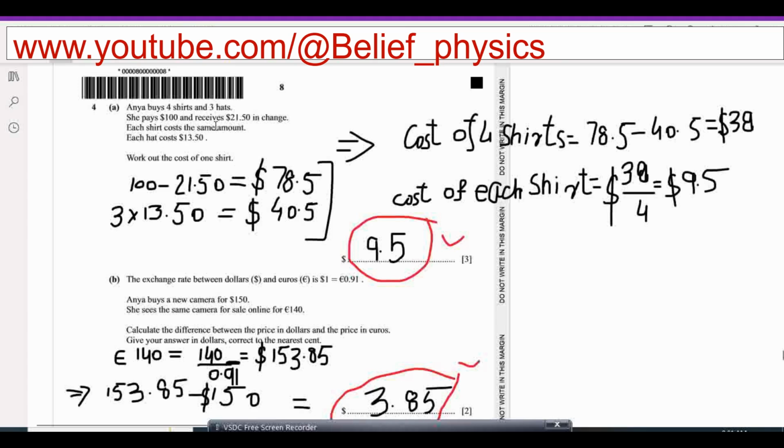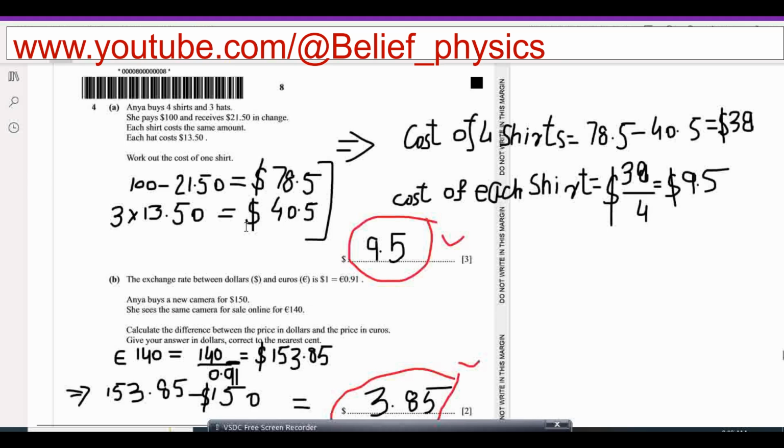Now each hat costs $13.5. There are 3 hats, so the cost of 3 hats will be equal to 3 into 13.50. It comes out to be $40.5. It means the remaining will be the cost of the shirts. In order to find the cost of shirts, we subtract 40.5 from 78.5. It comes out to be $38. There are 4 shirts, so the cost of each shirt will be equal to 38 over 4, and 38 over 4 comes out to be 9.5. So the answer will be $9.5.